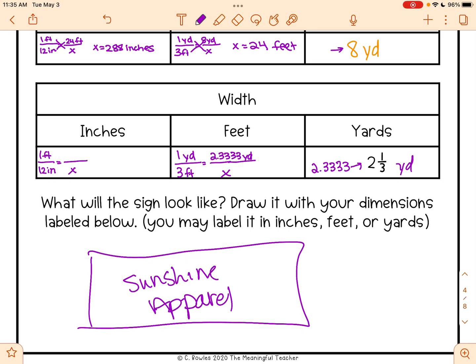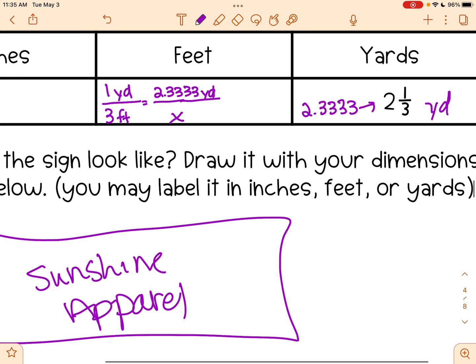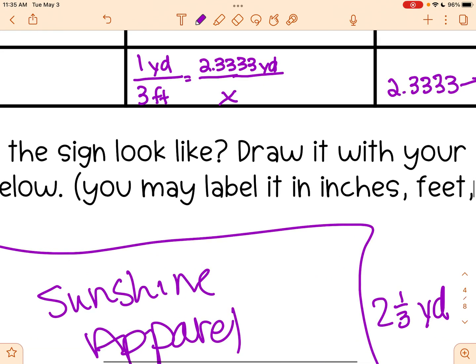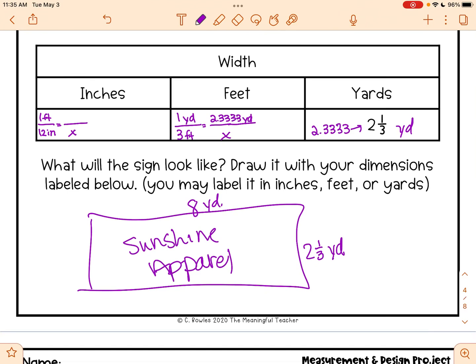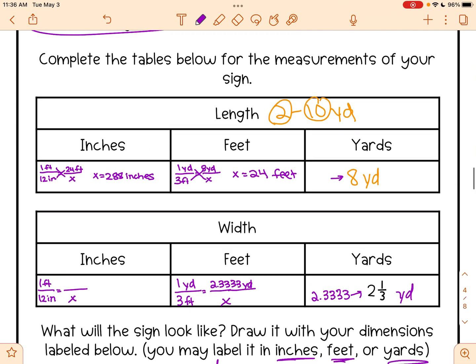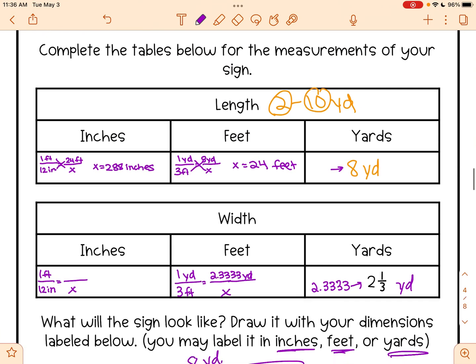Okay? And then once you get your sign created, you need to label, like this is 2 1/3 yards, and I said my length was 8 yards. Okay? You need to label it when you're finished. And you can either choose to label it in inches, in feet, or in yards. I chose 2 yards, but you can do it in however you would like. Okay, so that's half of what you need to do today. I've done most of that for you.